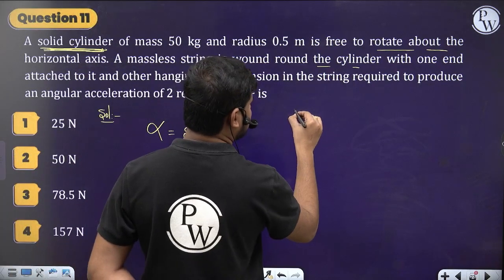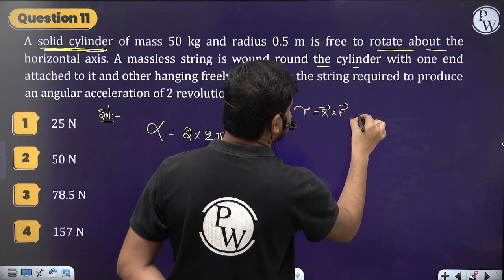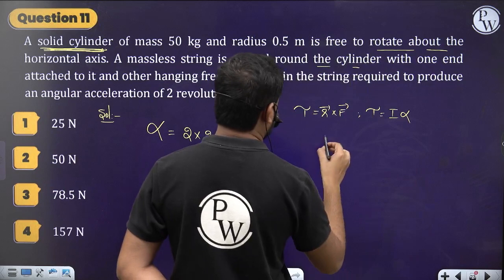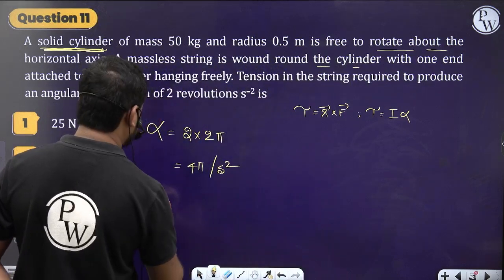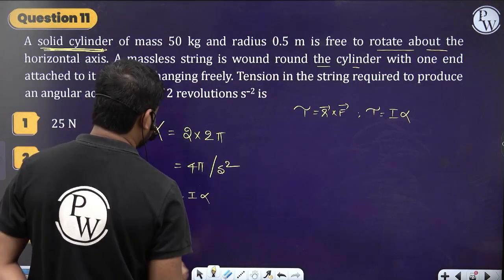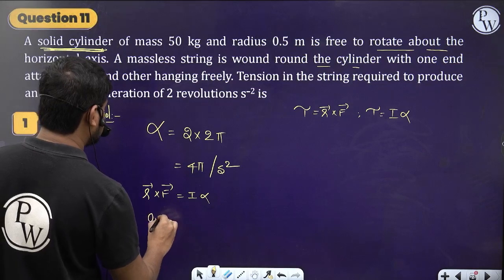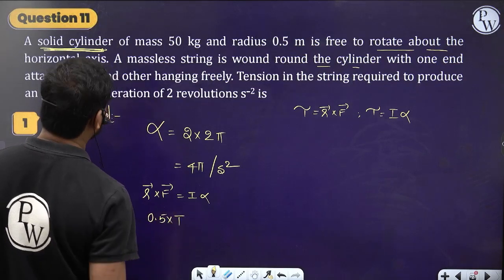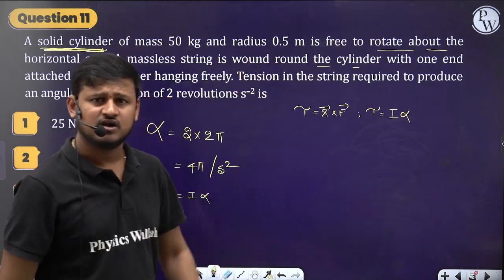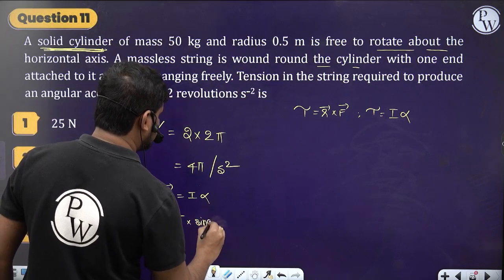Now you can apply the same formula. Tau is equal to r cross F, and the same tau is equal to I alpha. So r cross F equals I alpha. What's the concept? R is the radius, 0.5 meters. The force is nothing but the tension, the force with which you are pulling it down. So force equals tension, and they are perpendicular, so sin 90.